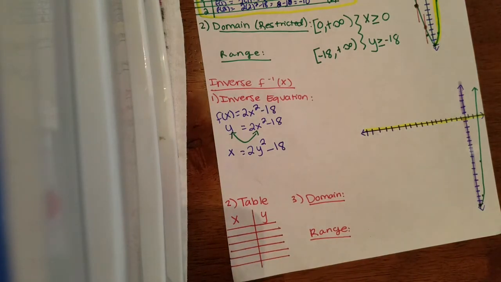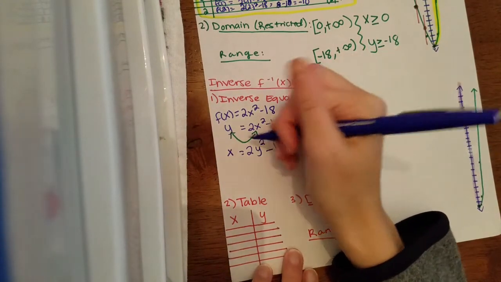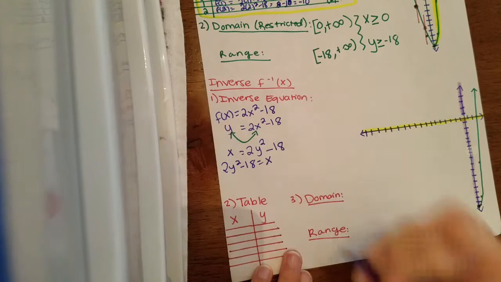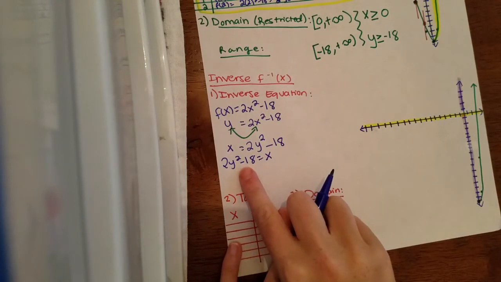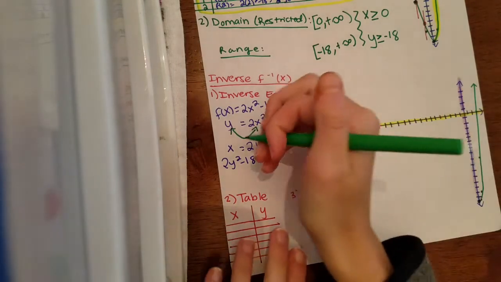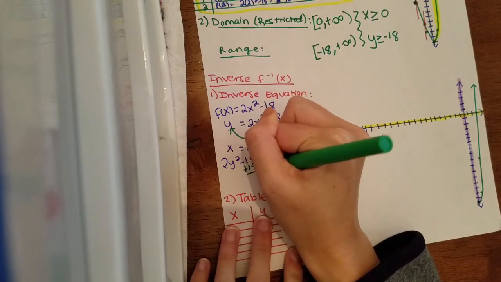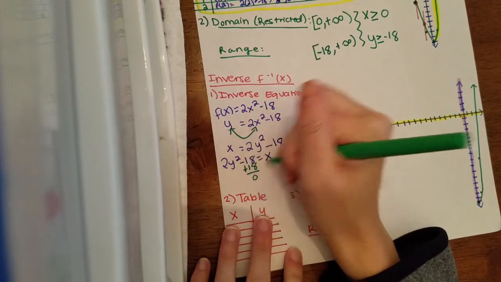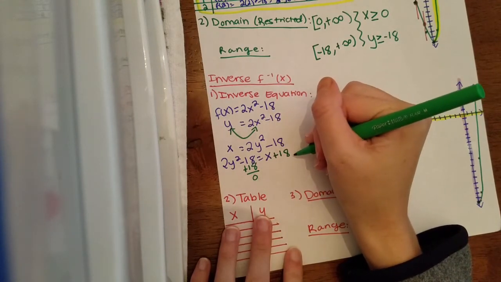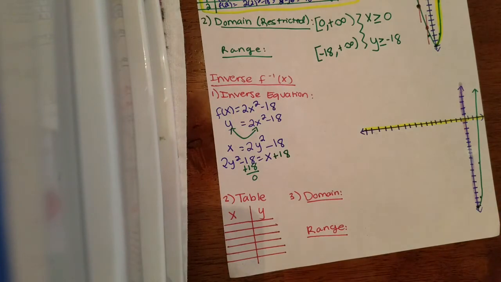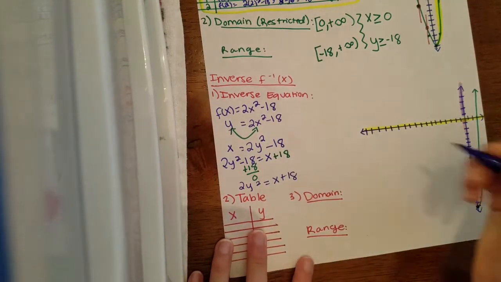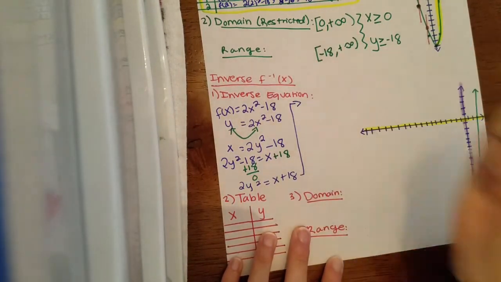Then from here we just solve for y. I like my y to be on the left-hand side, so I'm going to rewrite this with y on the left-hand side, but that's just a personal preference. Let's solve this for y. First step, to get negative 18 to the other side, the opposite of negative 18 is positive 18. Negative 18 plus 18 is 0. When I add it to the other side, x and 18 are not like terms, so I cannot add them. So my next equation is 2y squared equals x plus 18.